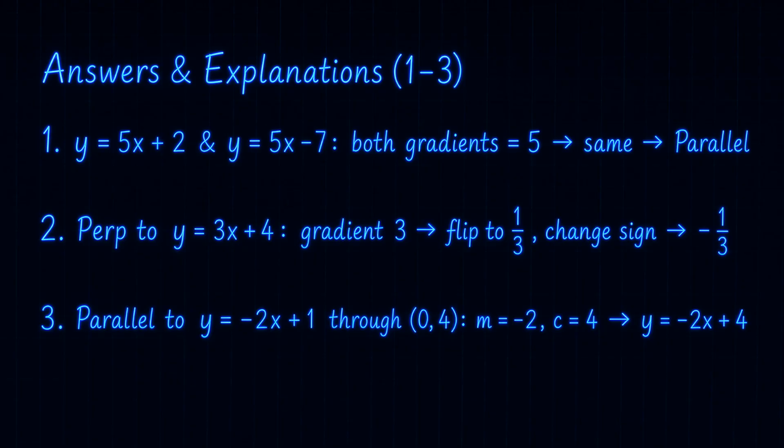Question 3. Parallel means the same gradient, -2. The line goes through 0, 4, so c is 4. The line is y equals -2x plus 4.